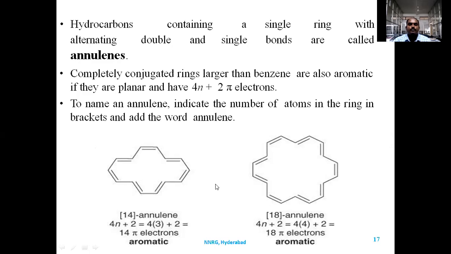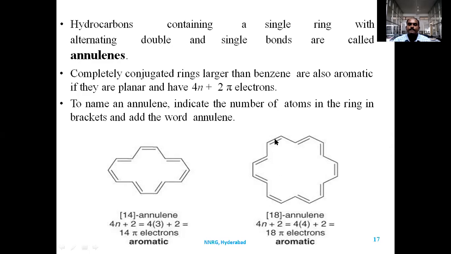Here we have 2 examples to name annulenes. The total number of atoms in the ring, we keep in brackets and call it an annulene. So benzene is called 6 annulene. Here we have one compound, that is 14 annulene. Let's see whether it satisfies Huckel's rule. 4n plus 2 is equal to 14 electrons. 4n is equal to 12. n is equal to 12 by 4, which is 3. It is an integer, so this 14 annulene is aromatic in nature. And one other example we have is 18 annulene.